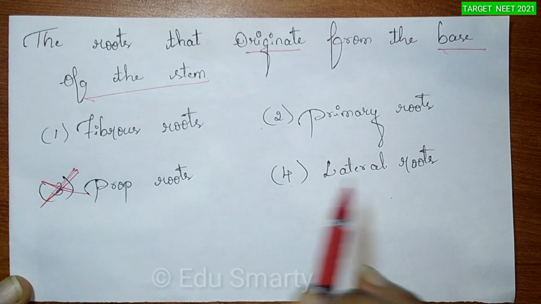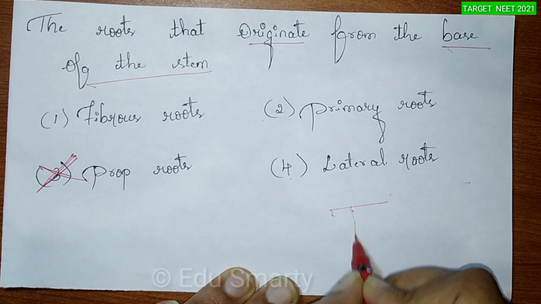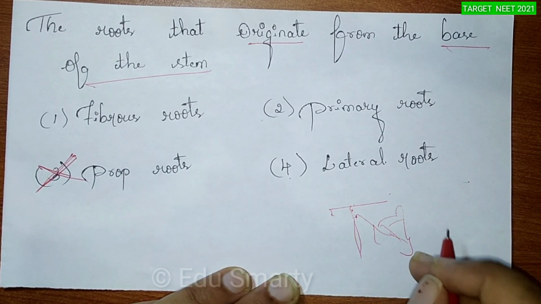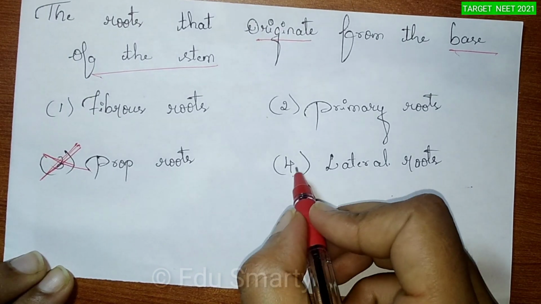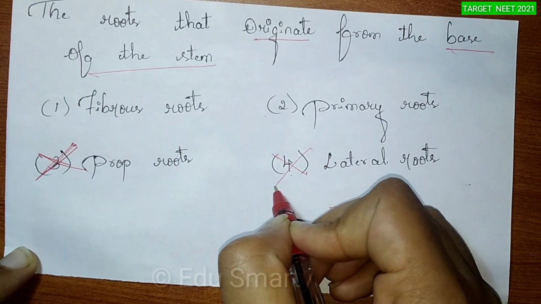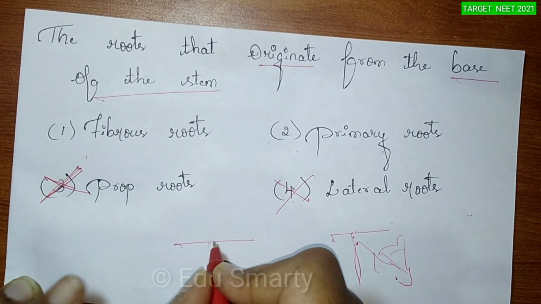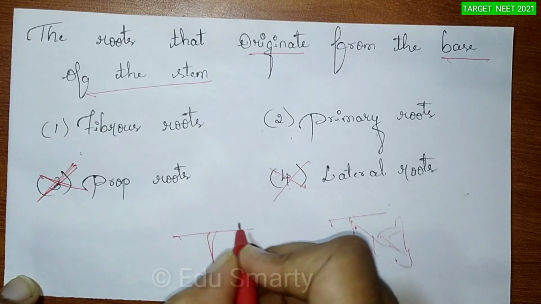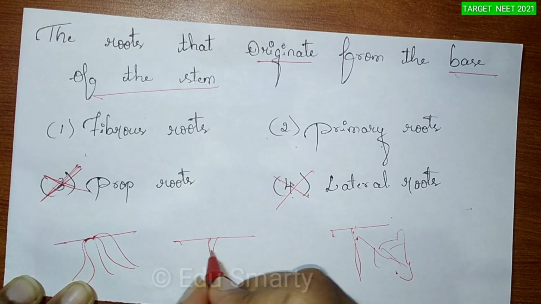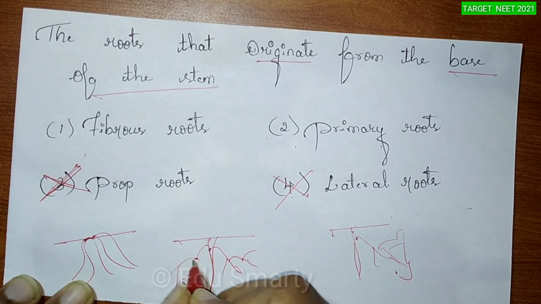Among these we also know about lateral roots, right? In the taproot, if we have the primary root like this, we have the secondary roots. These secondary roots are called the lateral roots. So they are not originating from the stem, so it is not our answer. So the answer will be among 1 and 2. The primary root in the taproot system we have like this, and the fibrous root system we have like this. In the taproot system we have a primary root, and for this primary root we have secondary roots which are also called lateral roots.